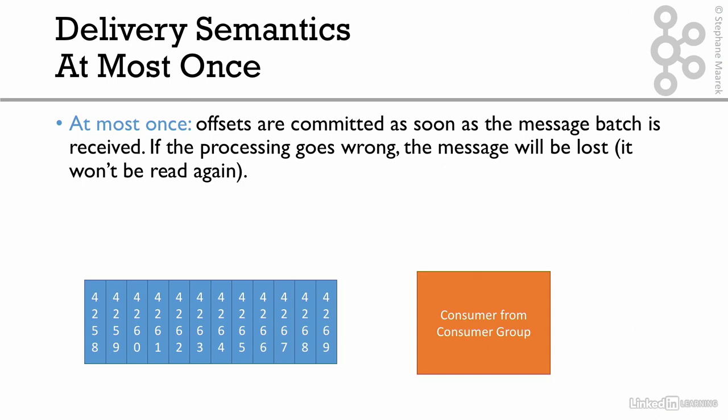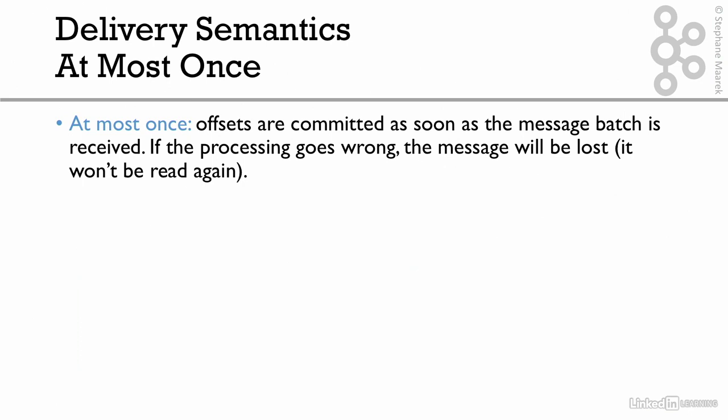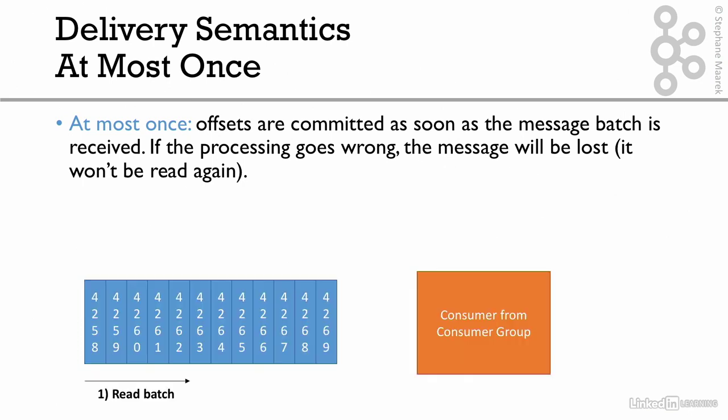Now, if you want to see visually how that works, this is our partition on the left-hand side with the offsets, and we have a consumer from a consumer group. The first thing it's going to do is read the data in batch. So it's going to read a small batch of maybe 5 or 6 messages. And it's going to say, okay, I've received all these messages. Now I want to commit the offsets. We haven't seen how to do this yet, but I'll show you later. We are committing the offsets.